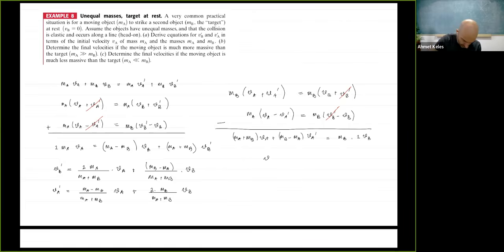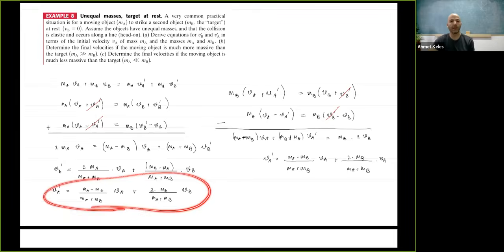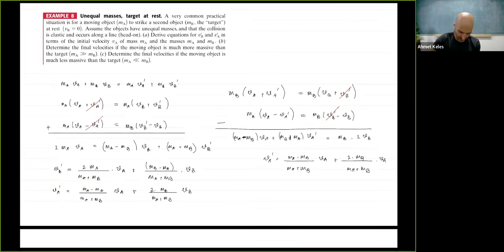Sorry, I did the subtraction, so this one will be minus, this one will be plus. So VA prime, now we can solve this: (MA minus MB) divided by (MA plus MB) times VA plus 2 times MB divided by (MA plus MB) times VB, which is exactly what I wrote here. If you want to verify this, you are doing exactly the same logic.